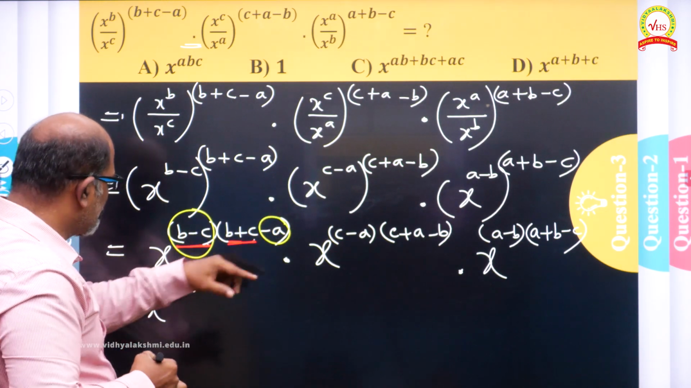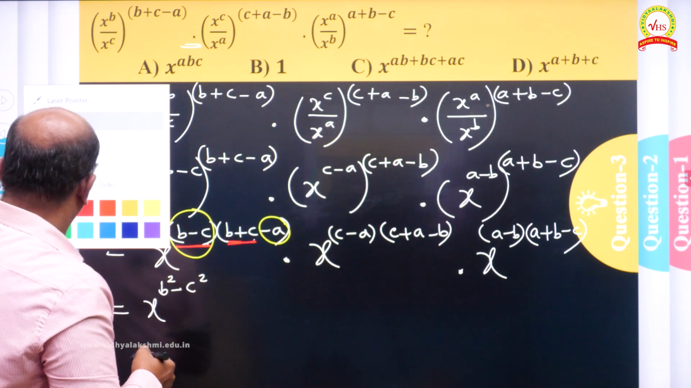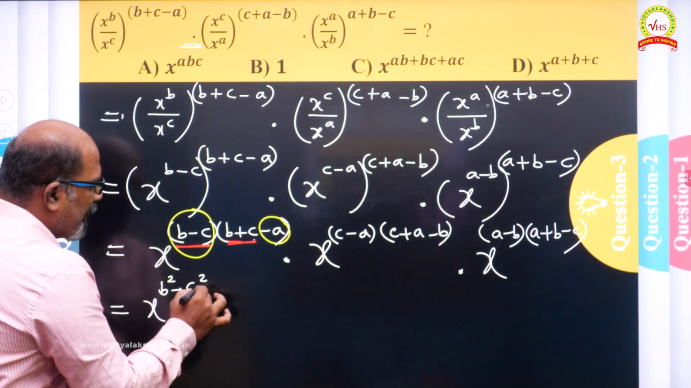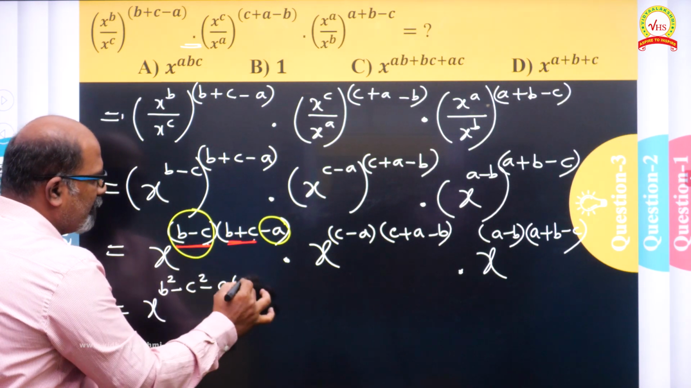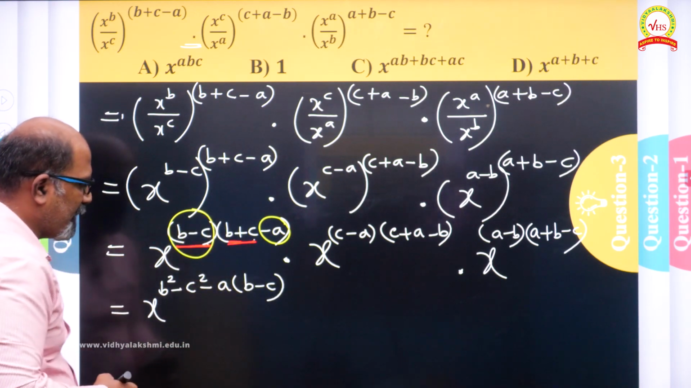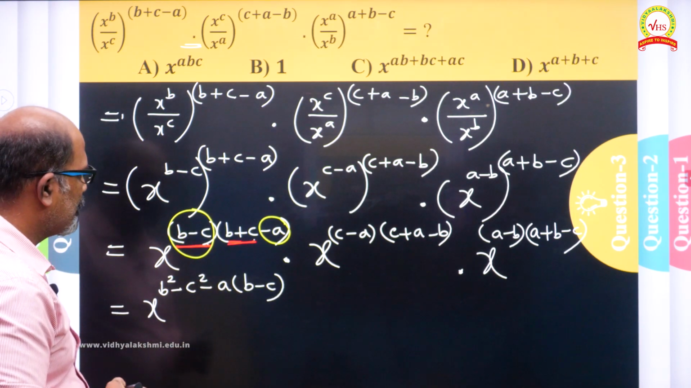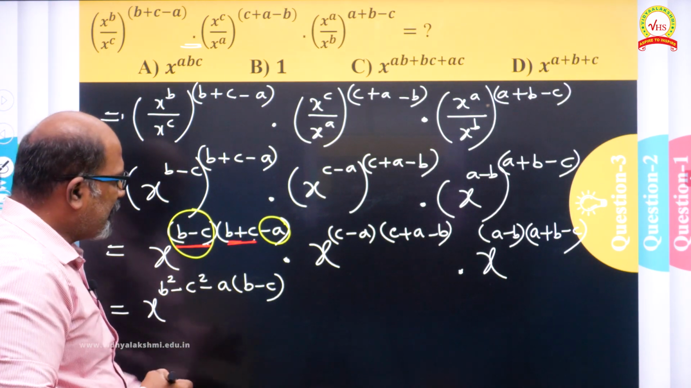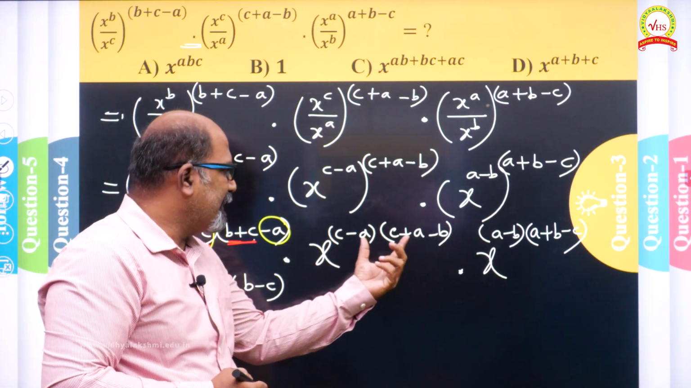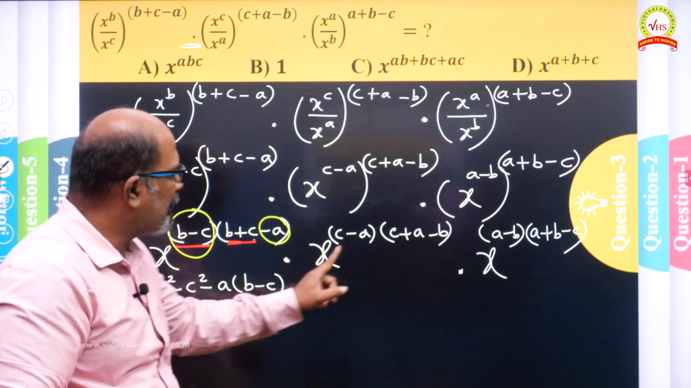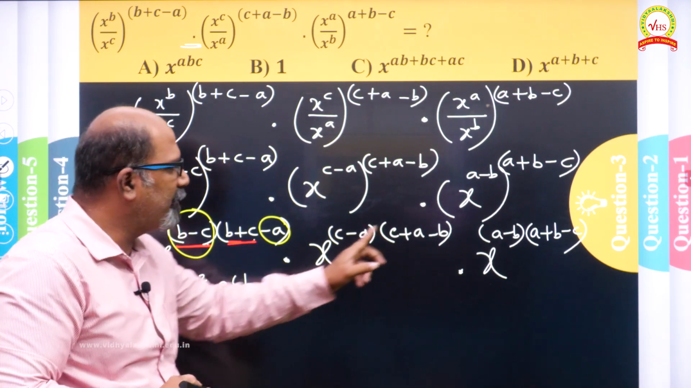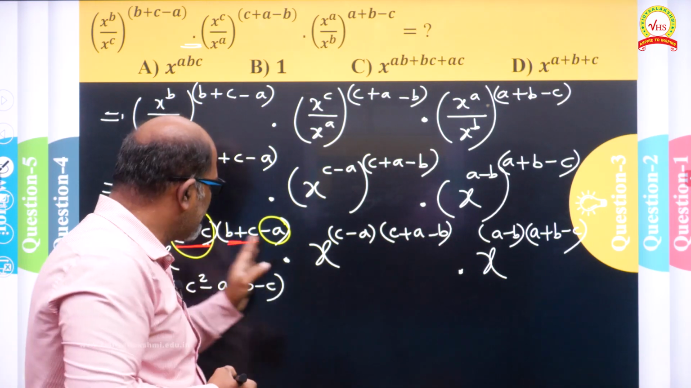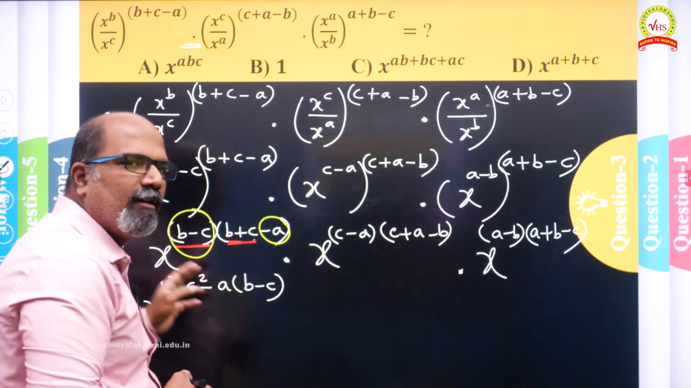When you multiply with this two, what you will be having? You will be having minus a times b minus c. Okay, that's fine. Then, by the same way, we have to do the product here. But I am telling you all these are having the same base x, and these are all in product. So, what we can do?